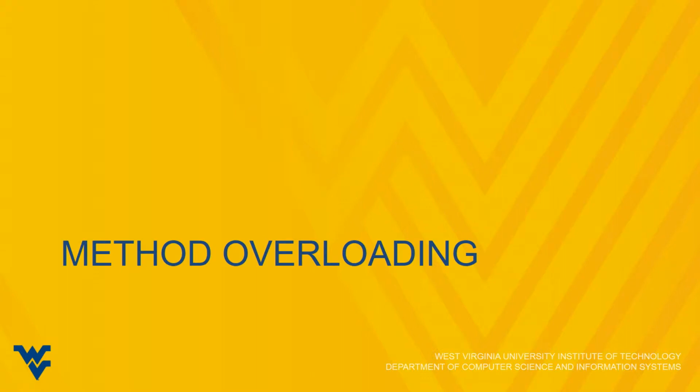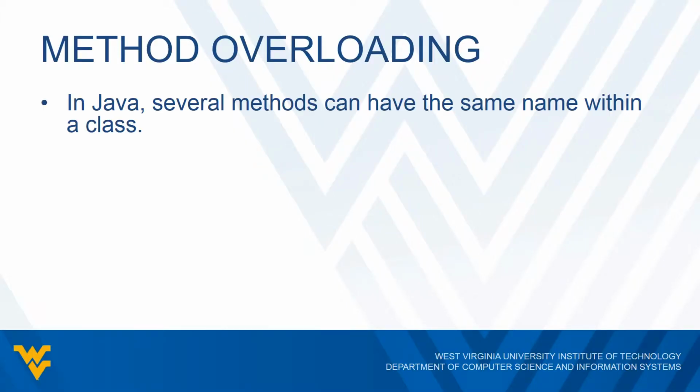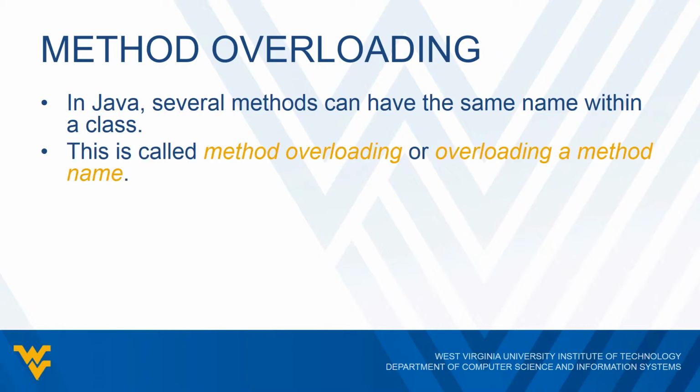We're now going to take a look at a technique that we can use in methods called overloading. In some programming languages such as Java, we are allowed to have several methods with the same name within a class. Now you might think, wait, time out. We just talked about how we can't declare the same name twice in the same area. So I can't have two names in the same area. But we're saying here that with methods we're allowed to do that? Yes, we are. This is what we call method overloading or overloading a method name.